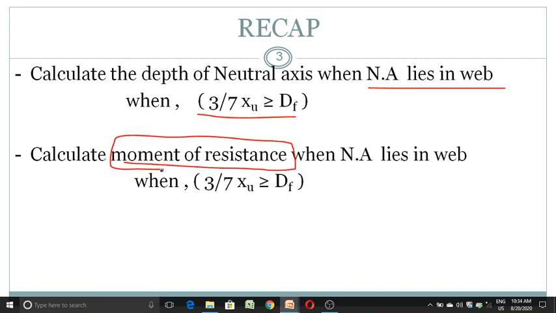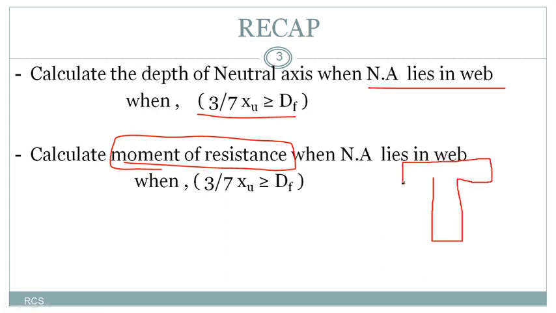For this, we followed several steps. In step 1, we calculated the depth of the neutral axis by assuming it lies in the flange. Then we compared this with our DF. If XU is greater than DF, then we can say our neutral axis falls in the web portion, right? For this condition, I can say 3/7 of XU is greater than or equal to DF.